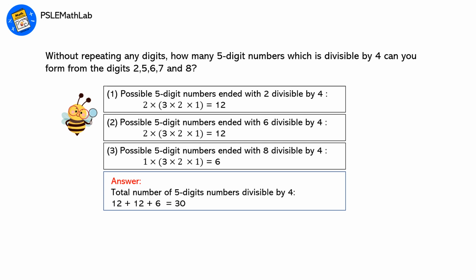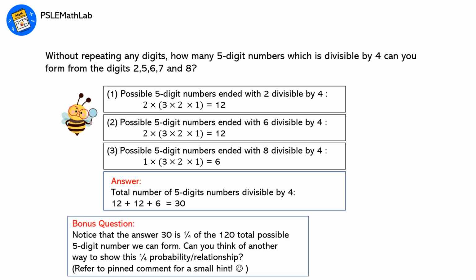But before you go, I encourage you to try to solve this bonus question. Notice that the answer 30 is actually 1/4 of the 120 total possibilities of the 5-digit numbers we can form. Can you think of another way to show this 1 out of 4 probability relationship? You can refer to the pinned comment for a small hint.